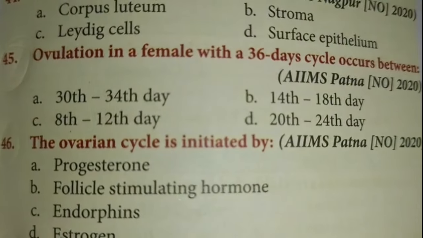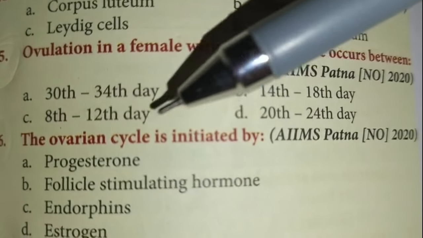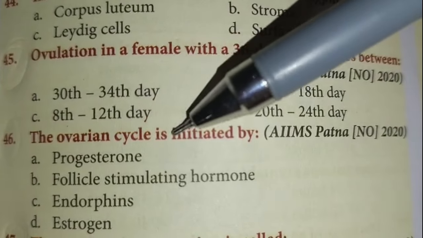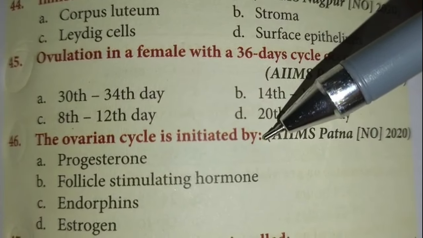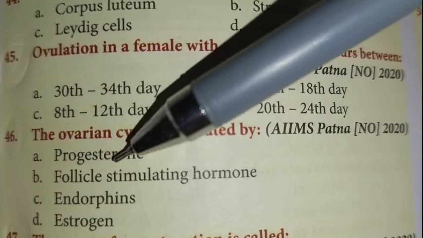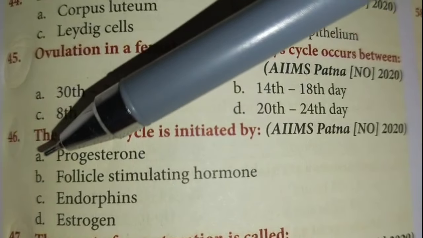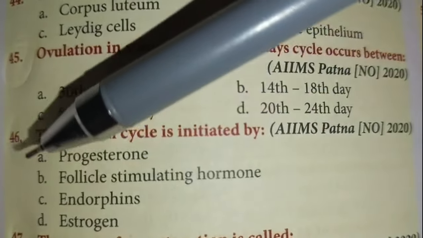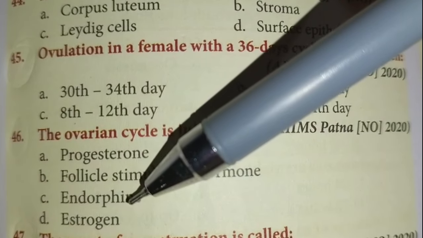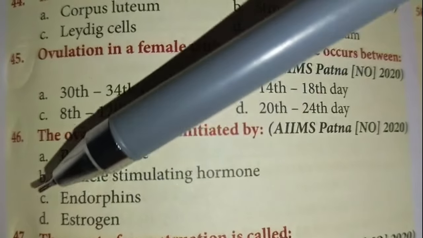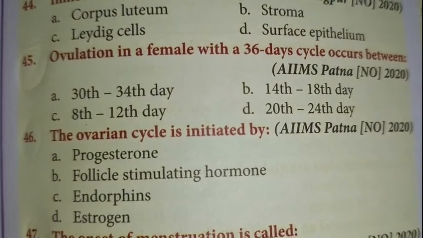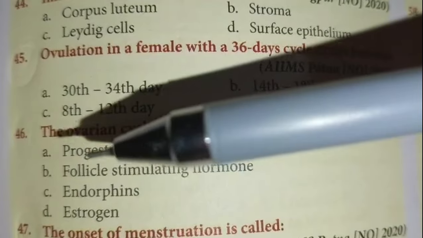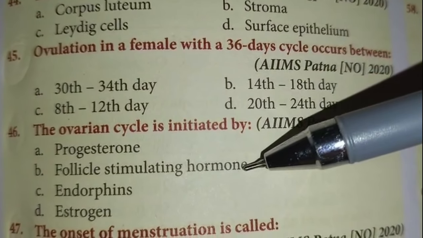And the next important question is, the ovarian cycle is initiated by option A, progesterone, option B, follicle stimulating hormone, option C, endorphins, option D, estrogen. And the correct answer is option B, follicle stimulating hormone.